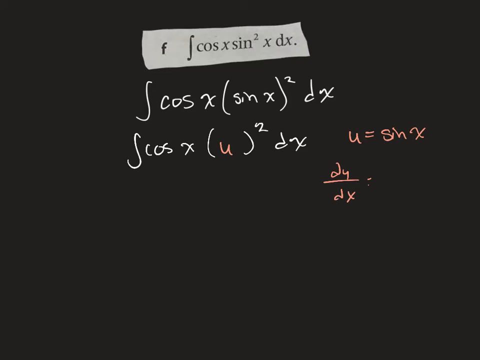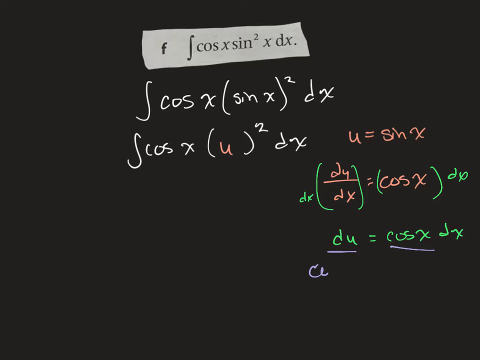du/dx is cosine. And again, at this point, if you wanted to, you could just replace the cosine with du/dx, or you could solve for dx. I think that I replaced last time, so let's solve for dx here. So you get du, so we're multiplying by dx, equals cosine x dx, divide by cosine, and we get dx is equal to du over cosine of x. So I'm going to replace that right there.